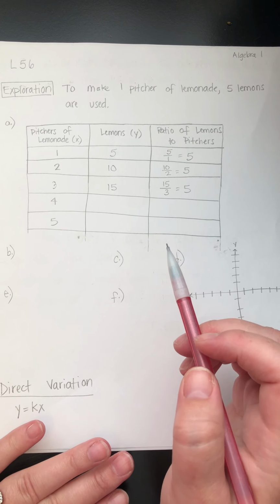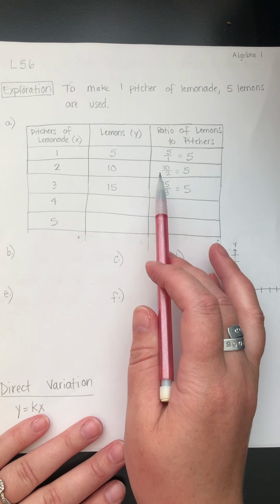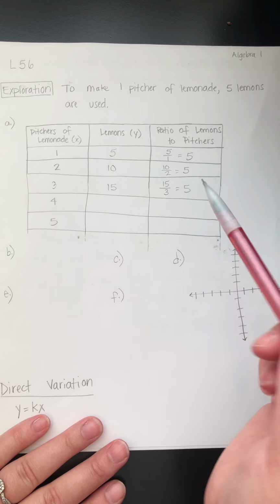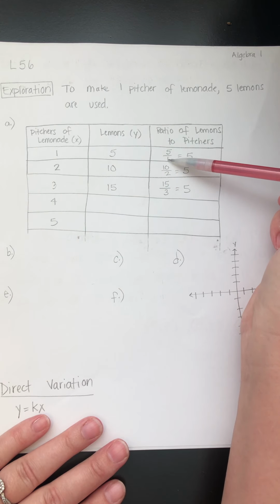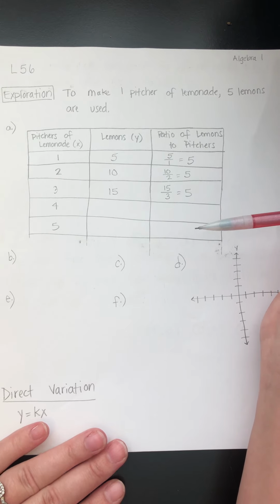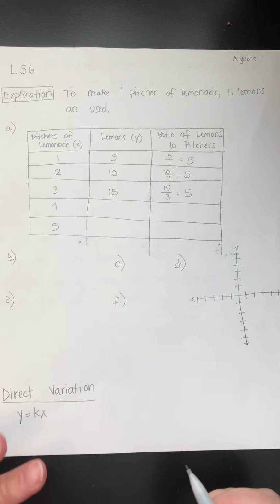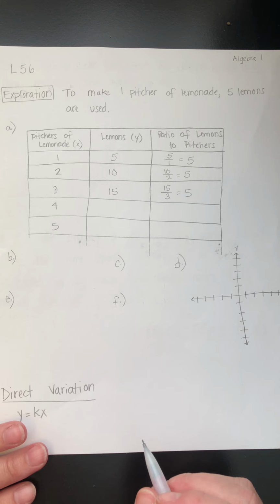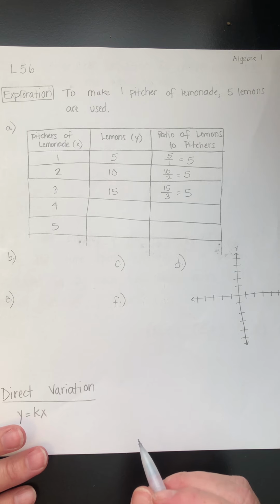That is direct variation. Right here, we're using a ratio to solve for direct variation. You always use y over x, so in this case, lemons over pitchers. Okay, so the next part of the question says, write a function for determining the number of lemons needed.